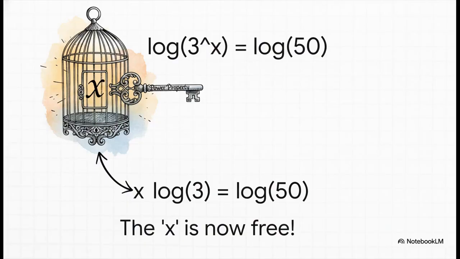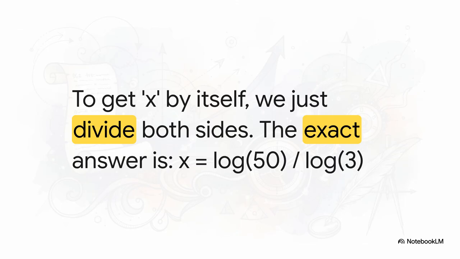Now for the cool part. We take the common log of both sides. And watch, because of that power property, that x is no longer trapped. It just comes right down in front. And just like that, our equation is now x times the log of 3 equals the log of 50. The variable is free. And now for the final step. To get x all by itself, we just divide both sides by the log of 3.